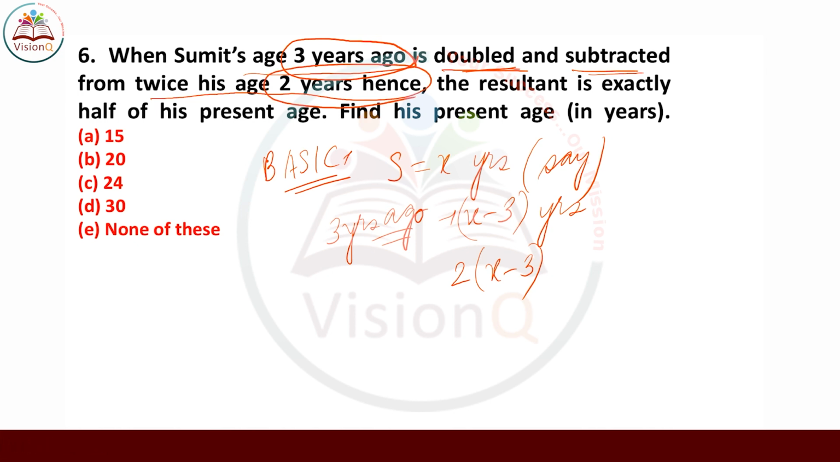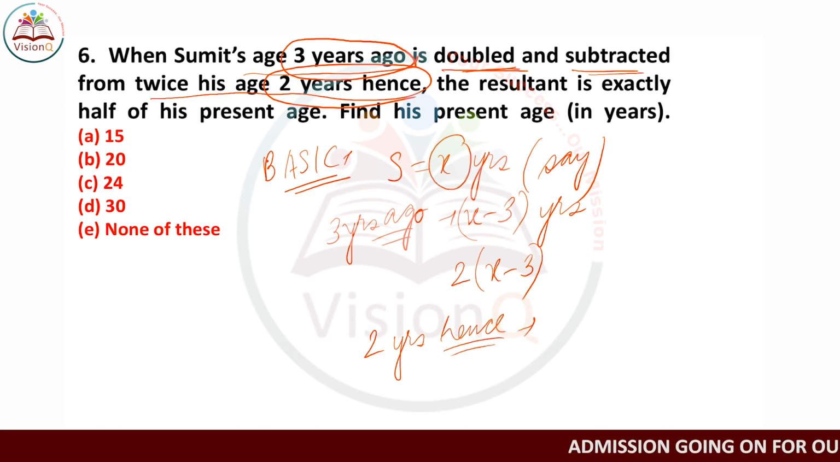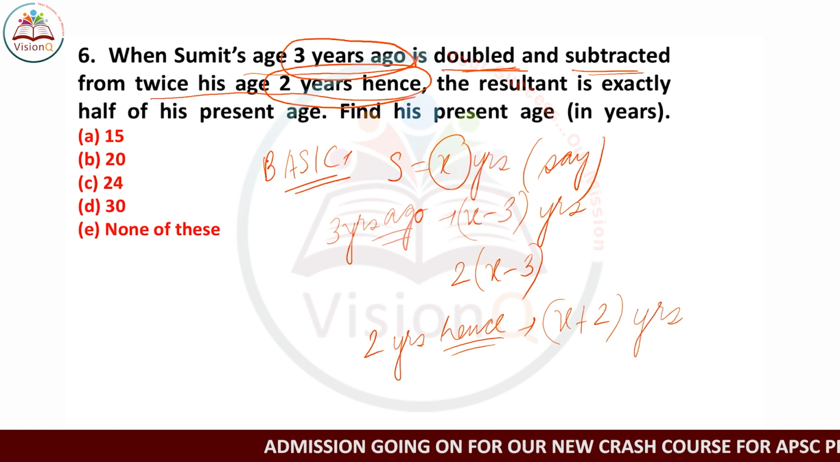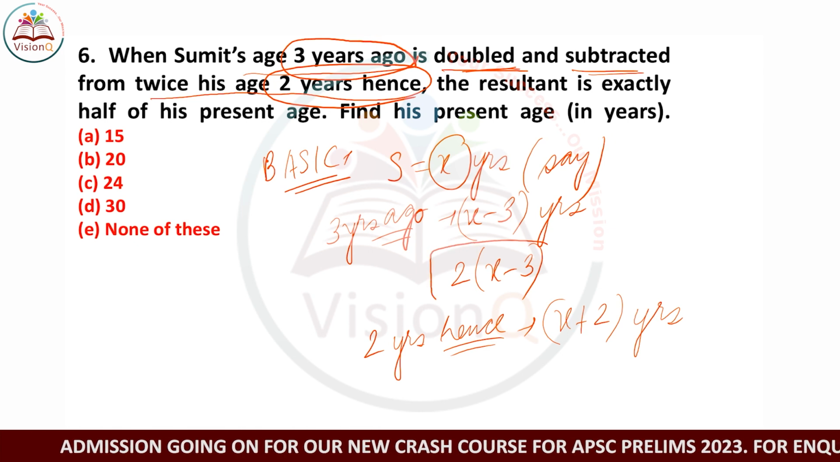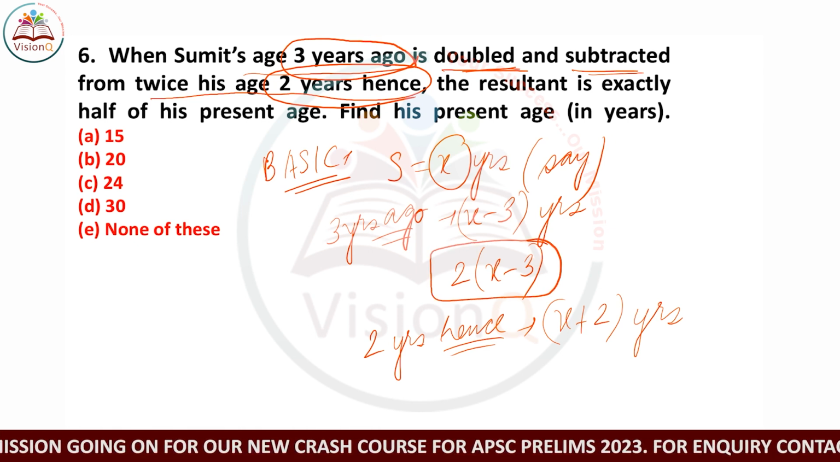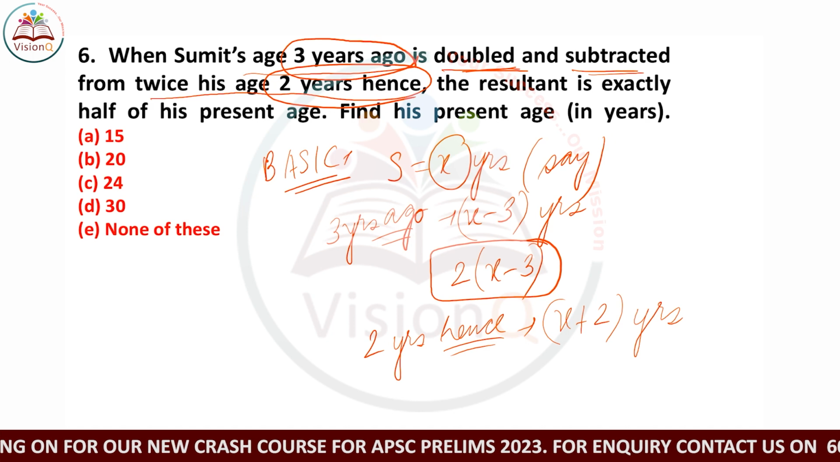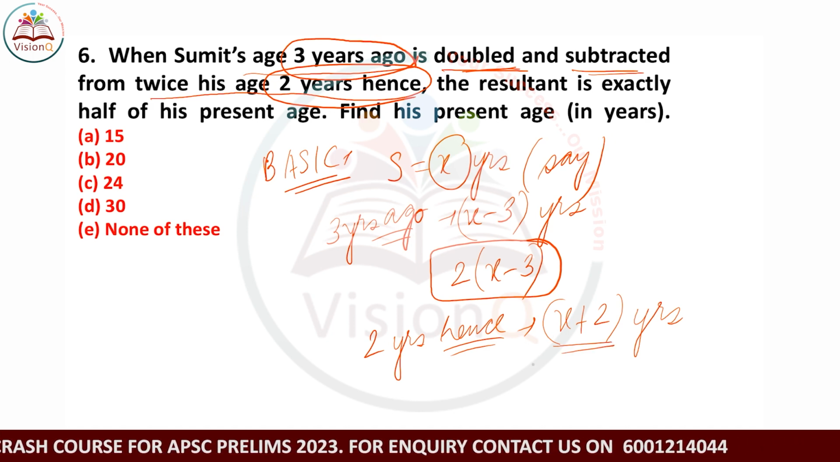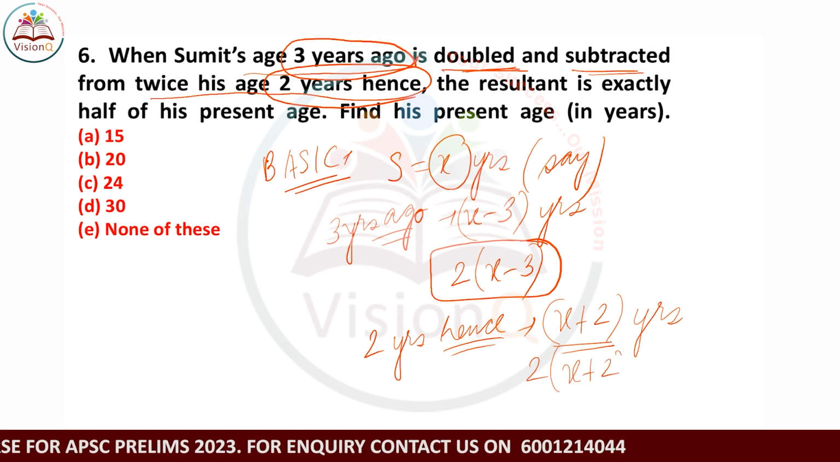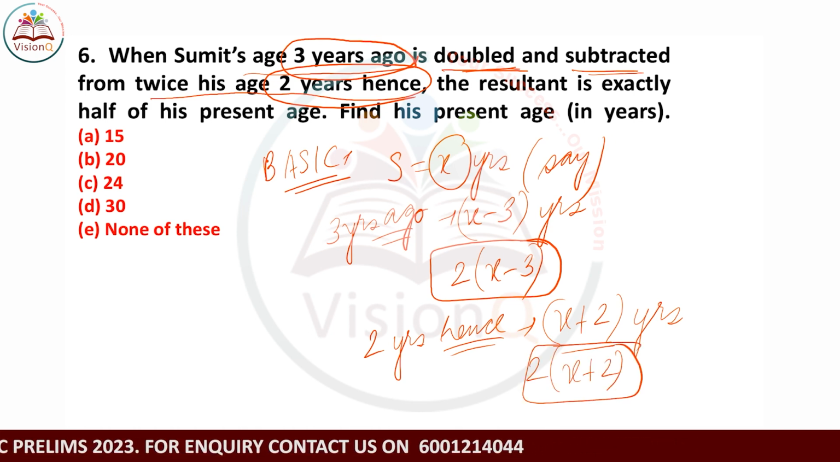So again I need to find what? His age 2 years hence. If Sumit's present age is x years, his age 2 years hence, that is his age after 2 years, is how much? x plus 2 years, isn't it? x plus 2 years. So his age 2 years hence is x plus 2 and 2 times this is how much? 2 into x plus 2.